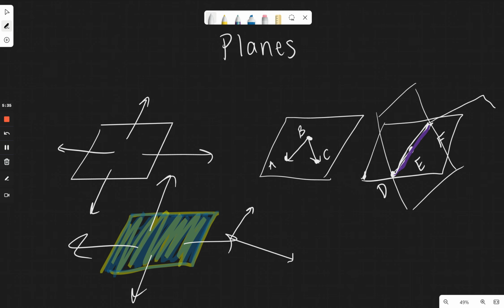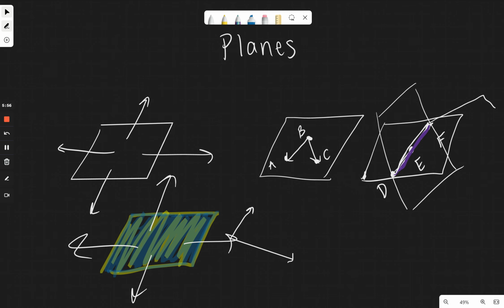But if the planes do not intersect ever, that means they're parallel, right? Same thing with lines. If you have two lines that never intersect, and I understand that these are not lines even, but if you do have two lines that never intersect, those have to be parallel lines because they go on forever. Same idea with planes. The only way a plane cannot intersect another plane is if it is parallel to it.